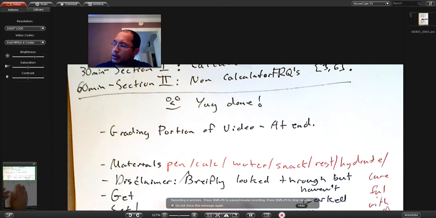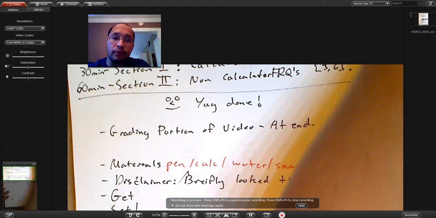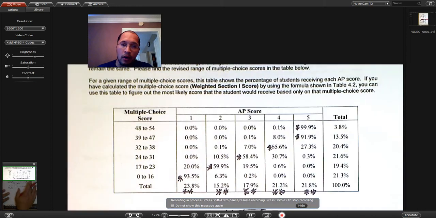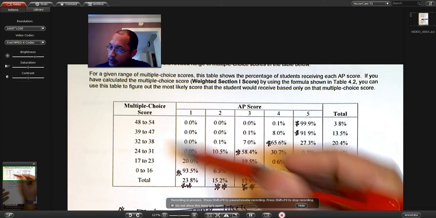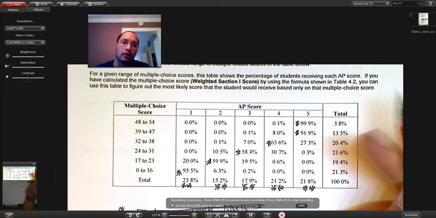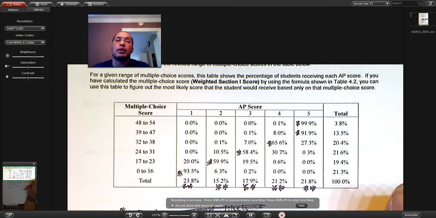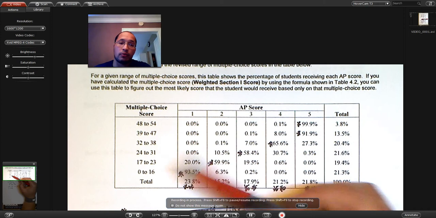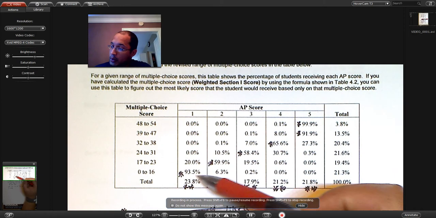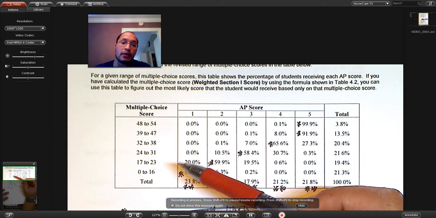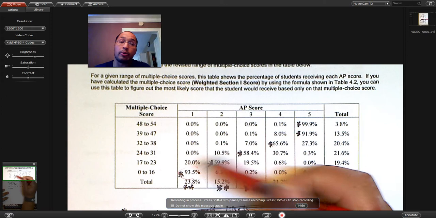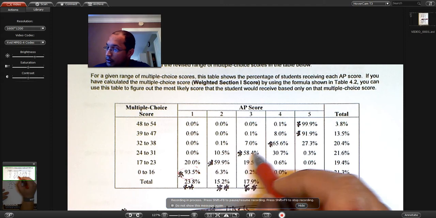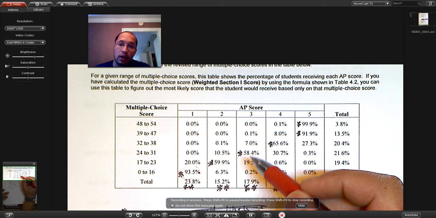But, okay. So I'm going to do a grading portion, but I want to show you this first. Okay. Take a look. All right, so basically, this is the multiple choice side of things. The FRQ is different, I'll show you that in a second. Basically, this table tells you what a person would have made, 1, 2, 3, 4, 5, had they scored in this range of multiple choice. Obviously, many people that only got 0 to 16 correct on the multiple choice made a 1, 93%. So, multiple choice is very key, very important. But look how there's not that much differentiation between a 2 and a 3. Okay? What does that tell you?